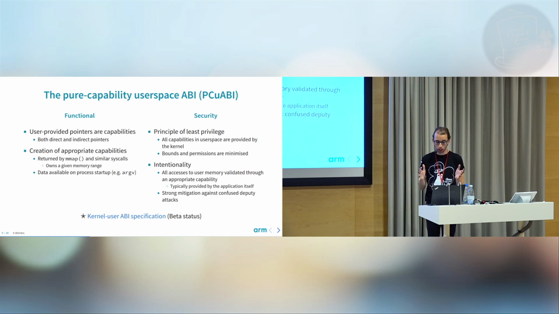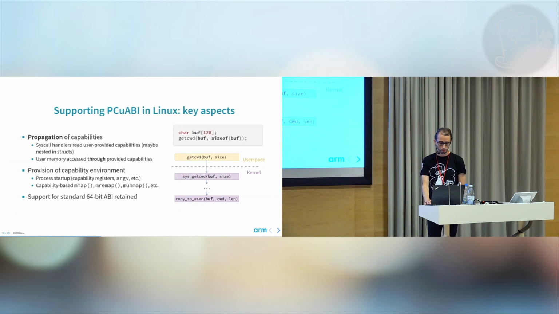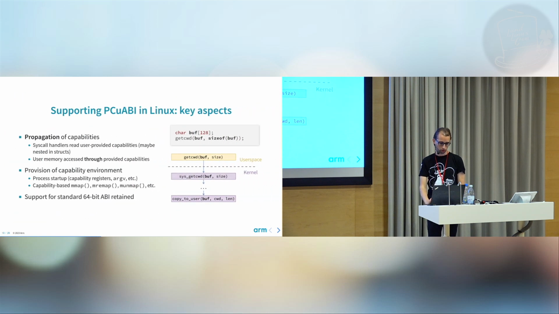So we have a specification for this ABI that has matured over the past few years. We're working towards stabilizing it this year. As the implementation progresses, it's this first proof of concept implementation. So what does it mean to implement that ABI in Linux? Just a few important points.